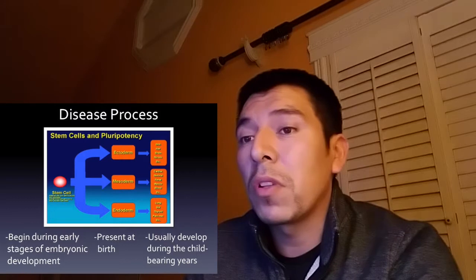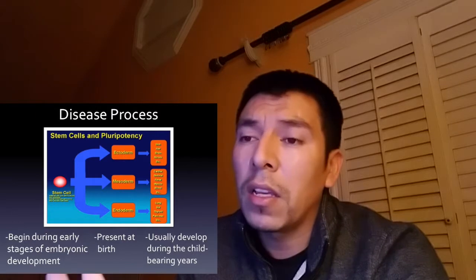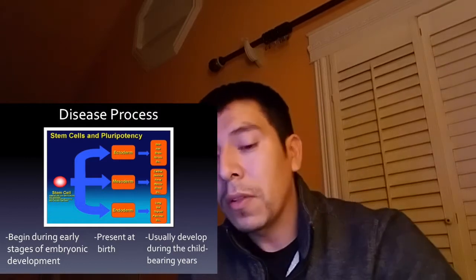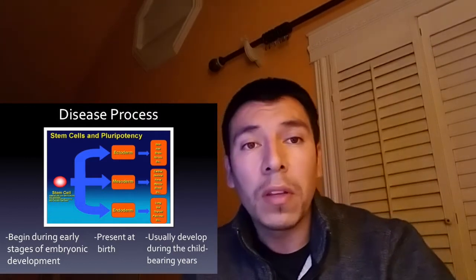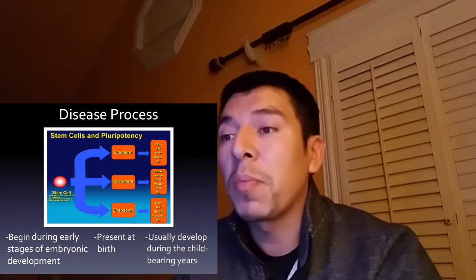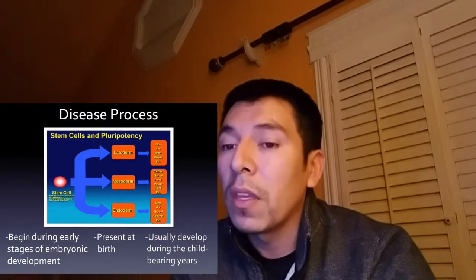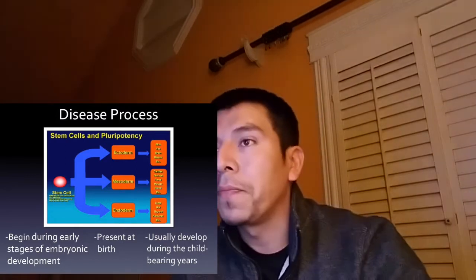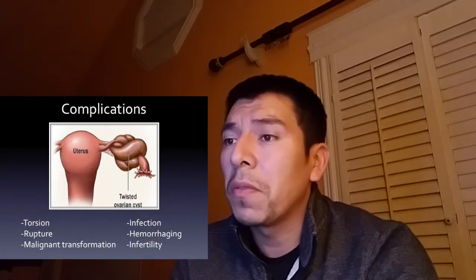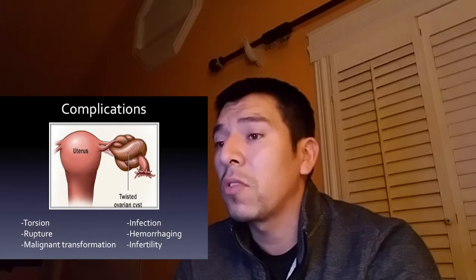Since it's present at birth, it usually develops during the childbearing years, which sources indicate is somewhere between 14 and about 45 years old. Different sources indicate different timings, but it's going to be present at birth, so it has a slow growth rate and will grow during those years. Some of the most known complications are torsion, which leads to rupture, which leads to infection, hemorrhaging, and infertility, and sometimes malignant transformation.